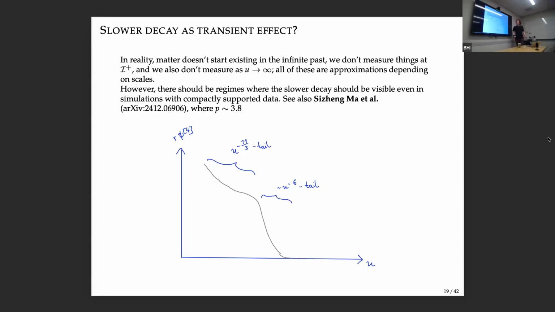So what you should expect, even in such a numerical setup, is that there is an intermediate time regime where you see u to the minus 11/3 decay, and then at late times, because the data are compactly supported, you see a u to the minus 6 decay, or in the nonlinear setting, u to the minus 5 decay. Okay, but this is speculation. There is a recent paper by Ma and others where they actually see an intermediate decay rate of 3.8, which is quite close to this 11/3. But I'm just putting it out there that these things are in principle measurable.